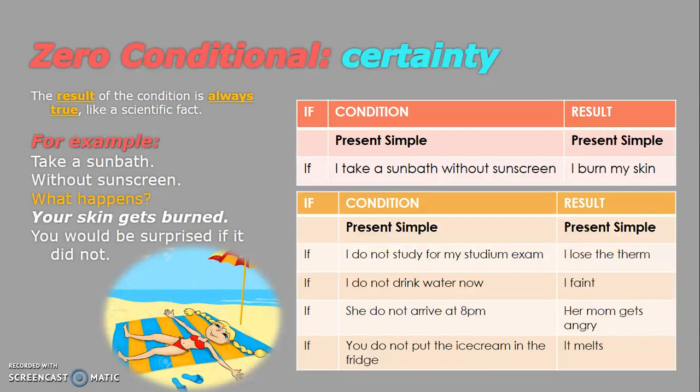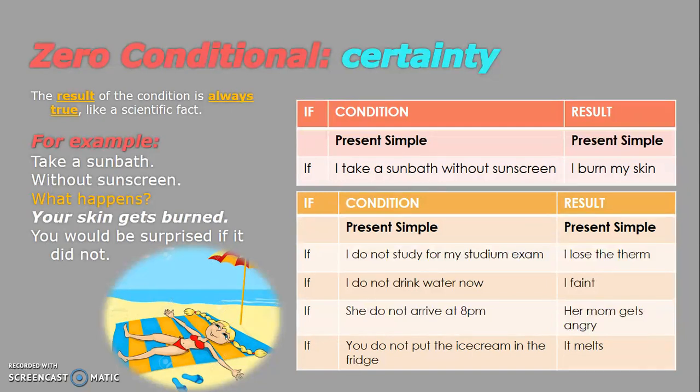So, the first part of the phrase, our condition, is in present simple: I take a sun bath without sunscreen. And our result is in present simple too: I burn my skin.